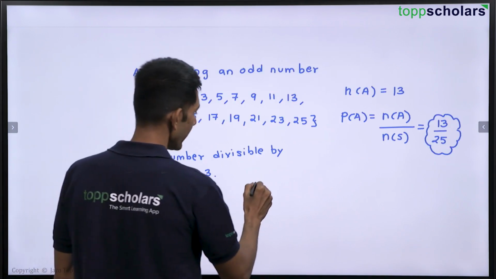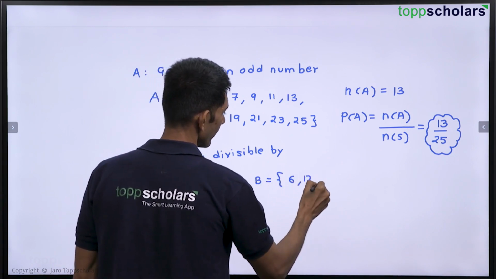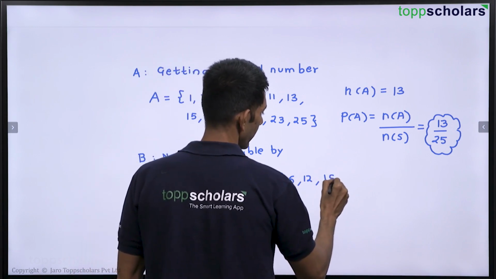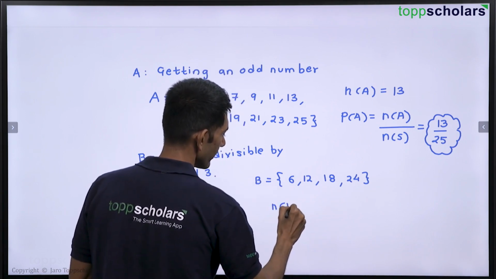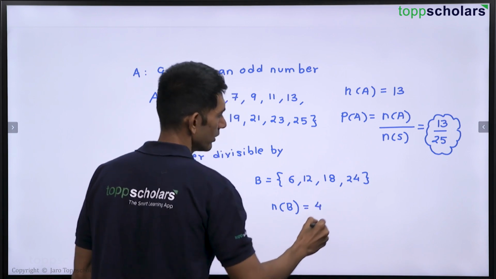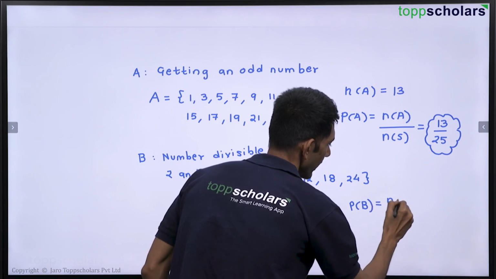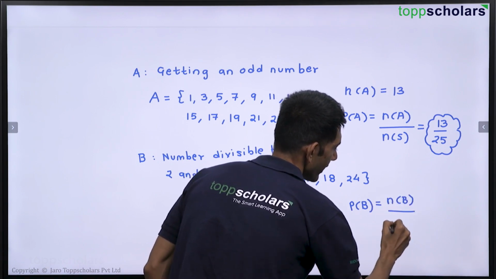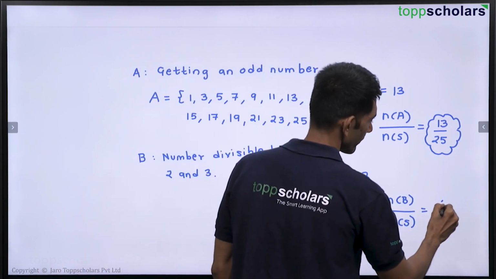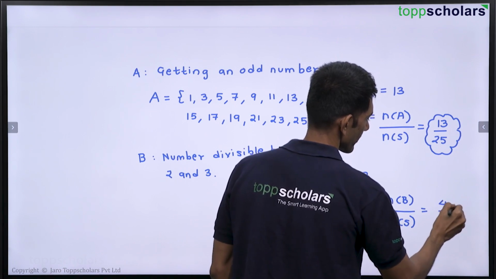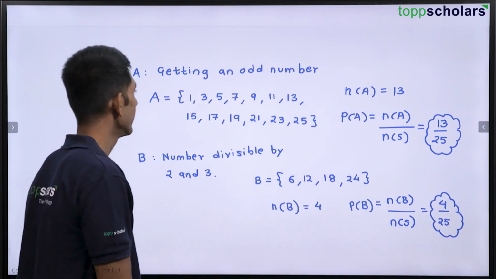Correct? So can I say, in my event B, I'll have 6, 12, 18, 24. So how many elements are there in event B? The number of elements in event B is 4. So can I say, the probability of event B will be n of B by n of S, that is equal to 4 by 25. Correct? So 4 by 25 is the final answer. That is your event B.